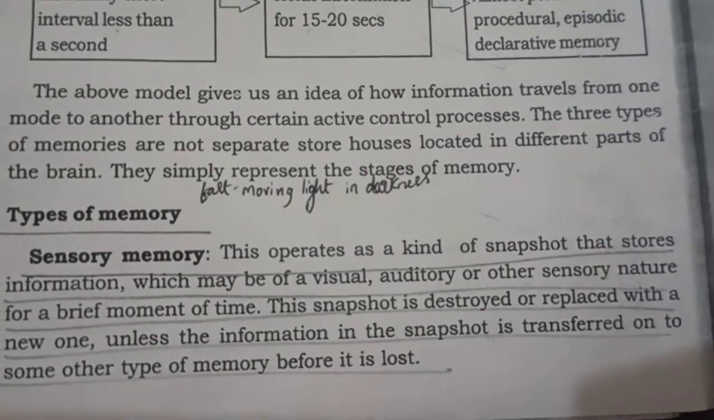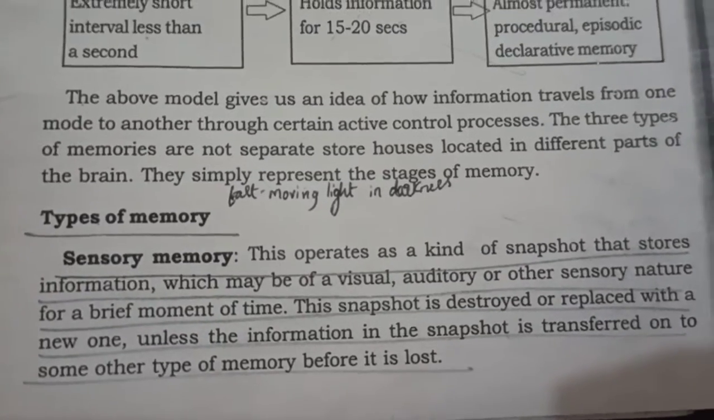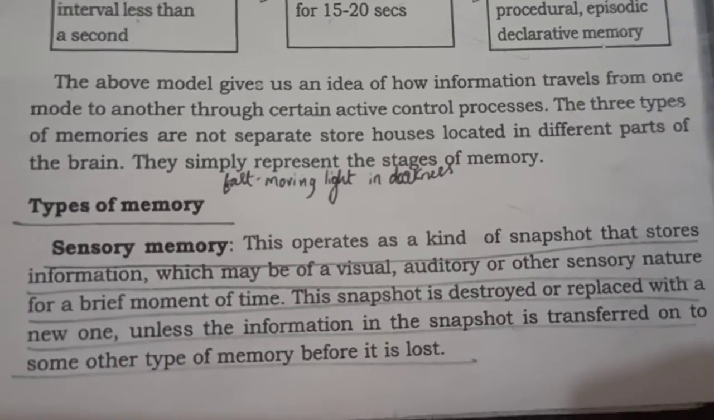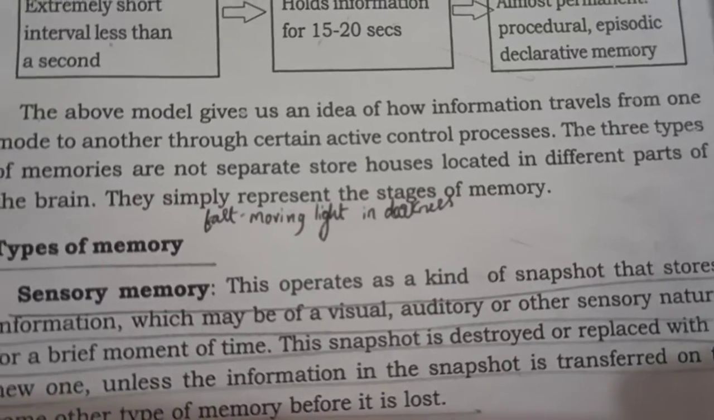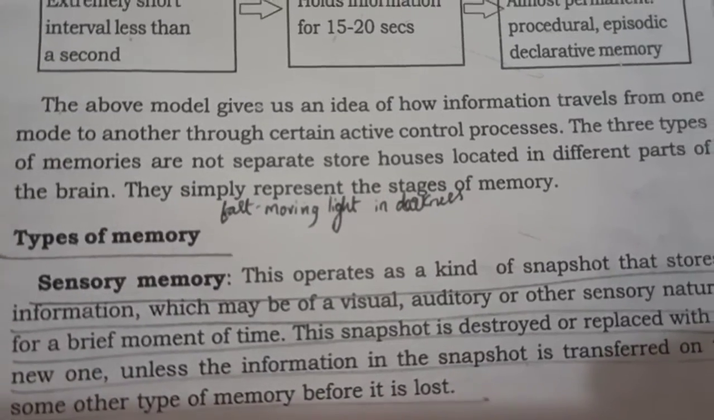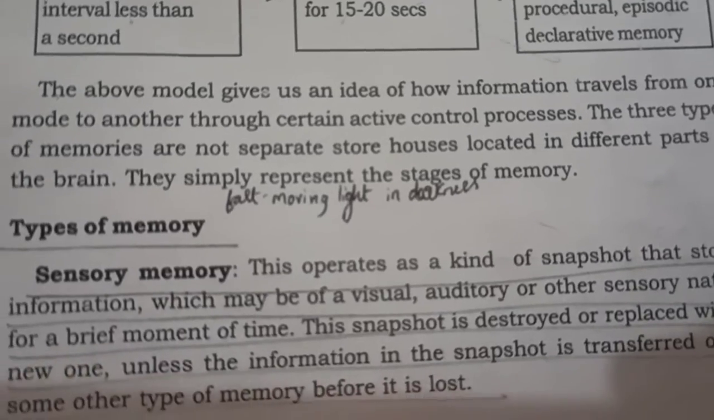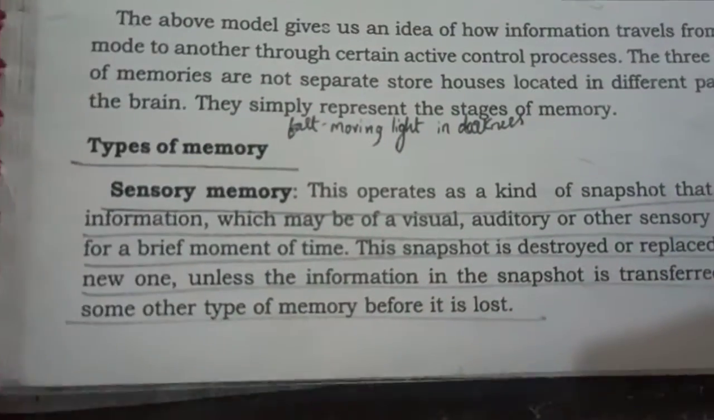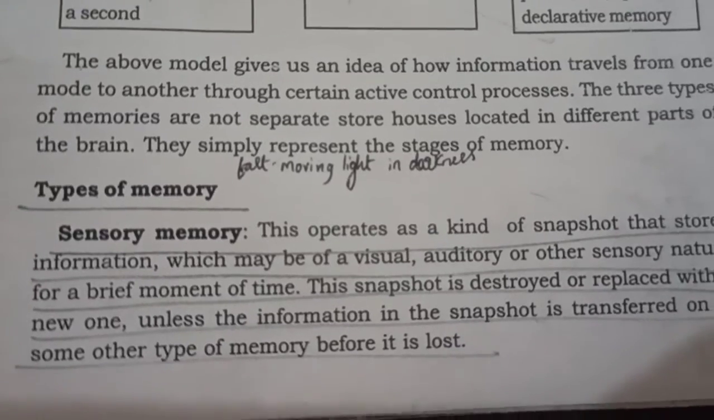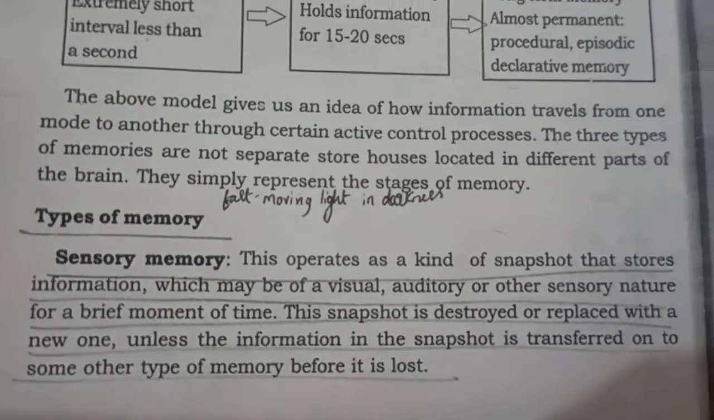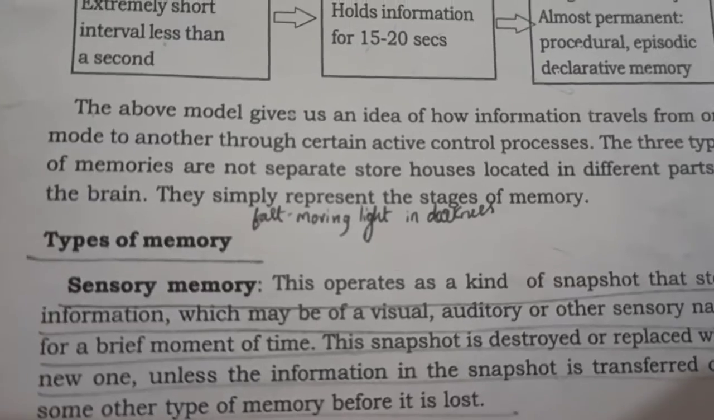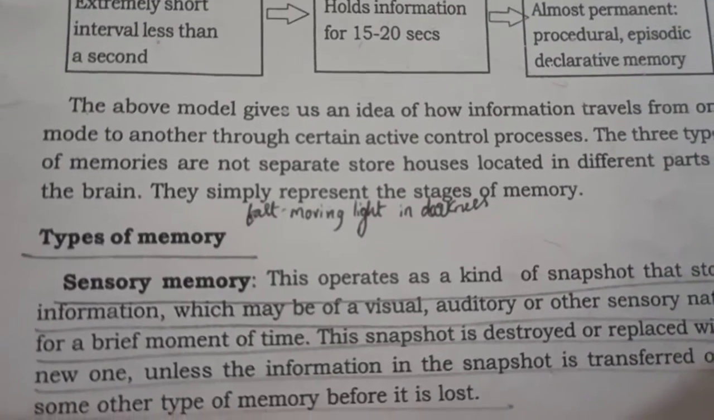For example, when you see a car, you observe and record it. But after seeing the car, if you see a truck or a bus, the car which you have seen will be gone, lost, until you deliberately put it into another stage of memory. Until you send it to short term memory, it will not be permanent. So that is sensory memory. It is basically called snapshot memory, which stores information, visual, auditory, or anything else, just for a brief moment, until you focus on something else.